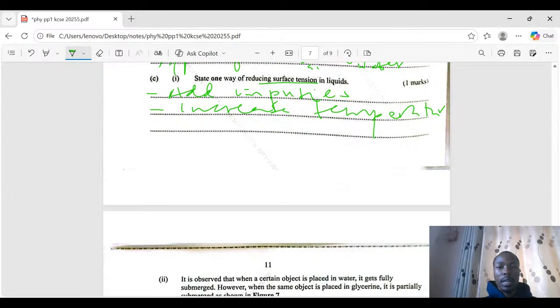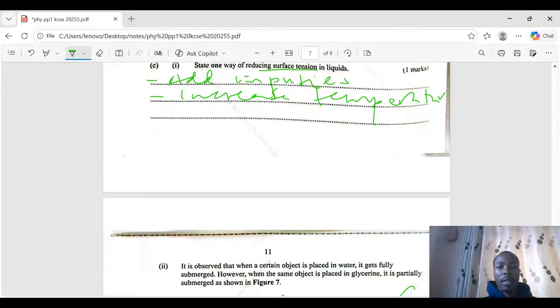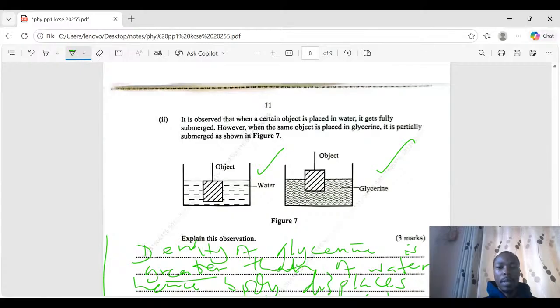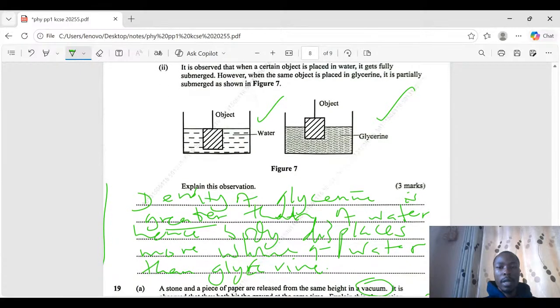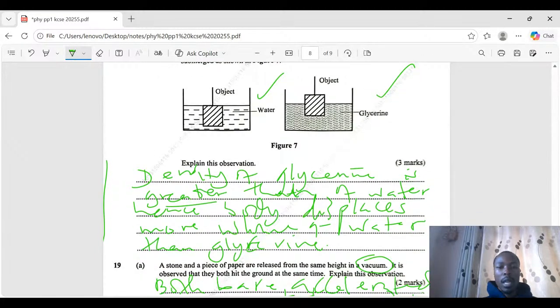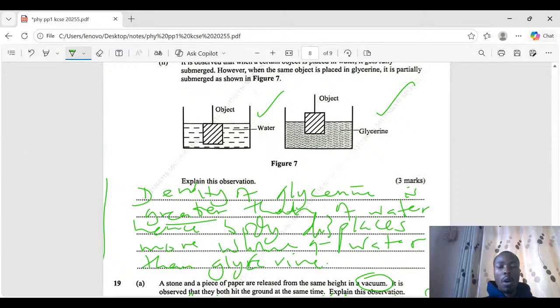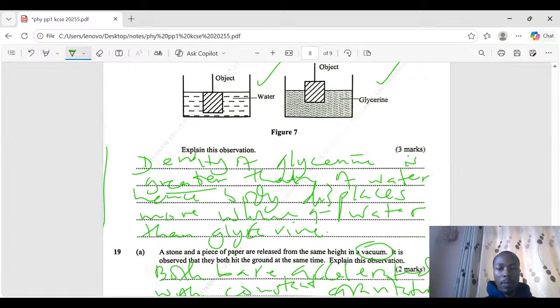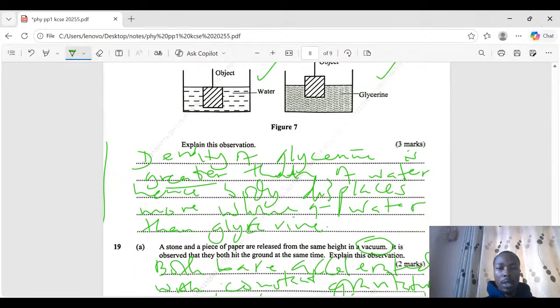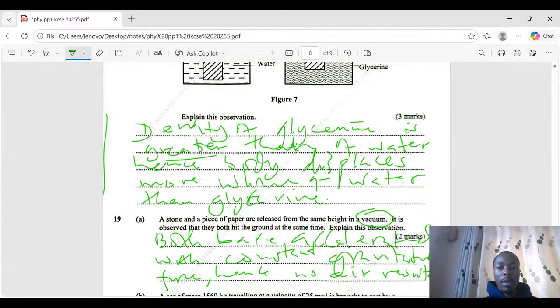One way of reducing surface tension in liquids, you only add impurities or increase temperature. The last part, it is observed that when a certain metal is placed in different liquids, glycerin and water, there was some difference in submersion or in floating of that object. Here you talk of the density of the two fluids. So the density of glycerin is very much greater than that of water, and therefore the body will be displaced more in water than in glycerin.